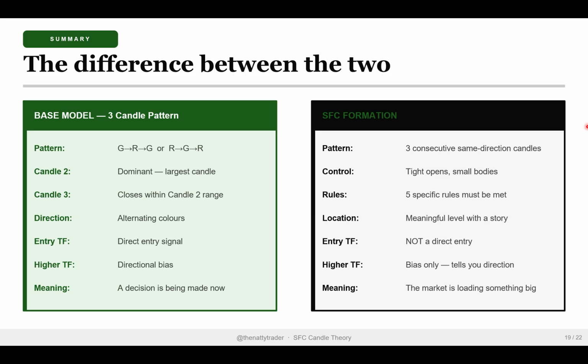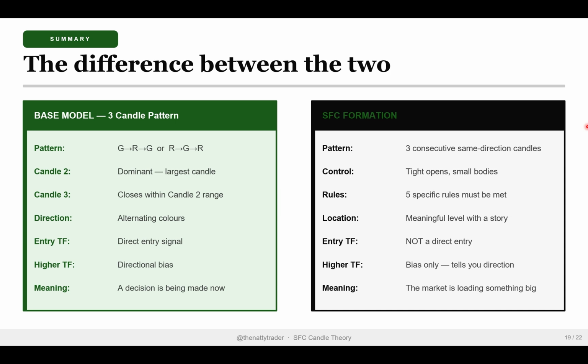And then there are 5 specific rules, which you don't have to care about, to be honest. Just don't care about them. Eventually you will learn them. The location is very meaningful with the story, and there is no such entry. I haven't taught you about the entry, except for the example I gave earlier. And the high time frame, you only understand it as a bias.